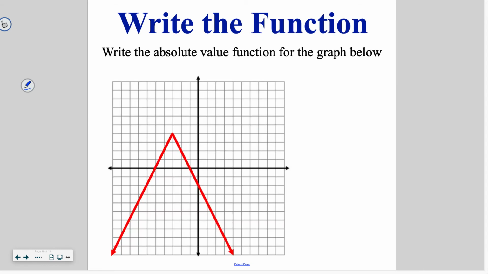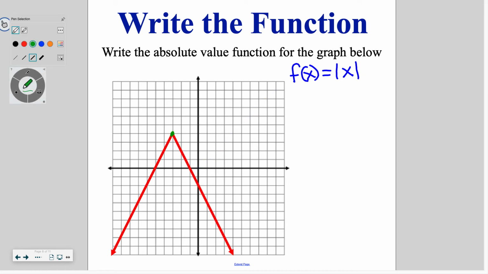Last thing we're going to talk about is how to write a function if they have given us a graph. So our starting function, f of x, is equal to the absolute value of x. That would be the regular function that we saw back in the first lesson of this chapter that would have looked like this. Now obviously our red function has moved and we need to figure out how. The first thing that you are going to want to do is identify the vertex point. So where does it come to that point? In this case, our vertex is at -3, +4.